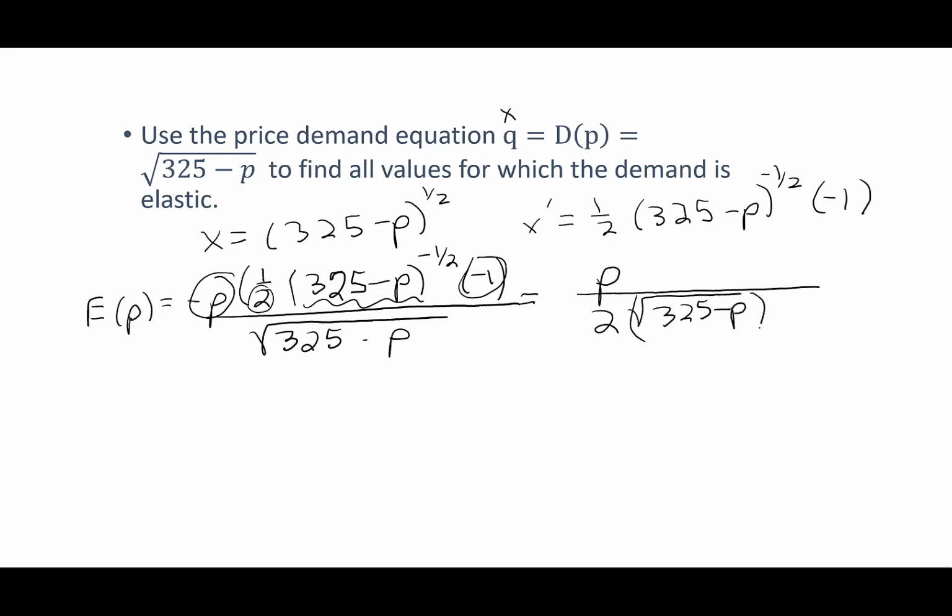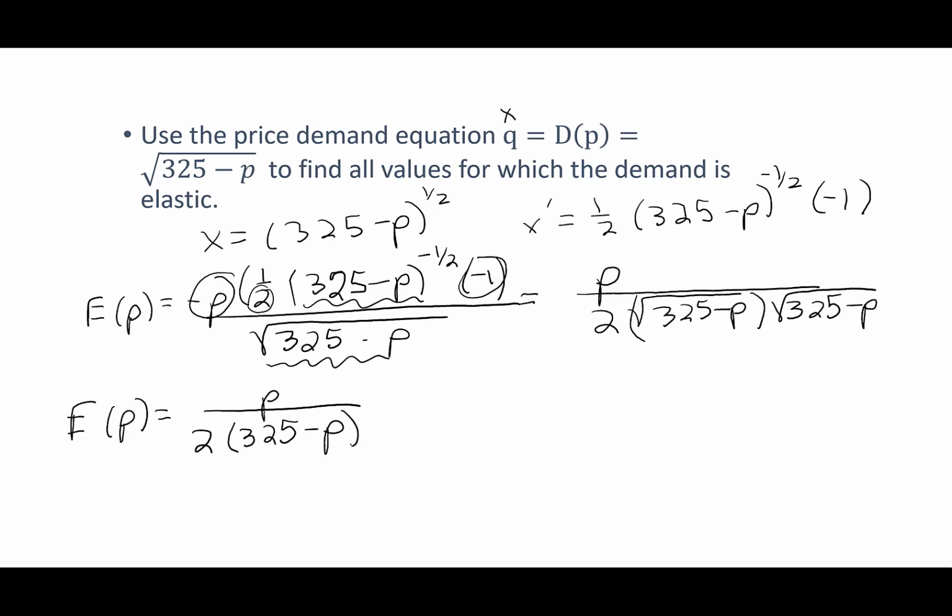Now this is the part where this gets okay. I also have the square root of 325 minus P already in the denominator, so let's put that in with it. So what do I have now? E of P equals P over 2 times 325 minus P. What were we trying to do? We wanted to find out when this is unit elastic. So we want that to be equal to 1.